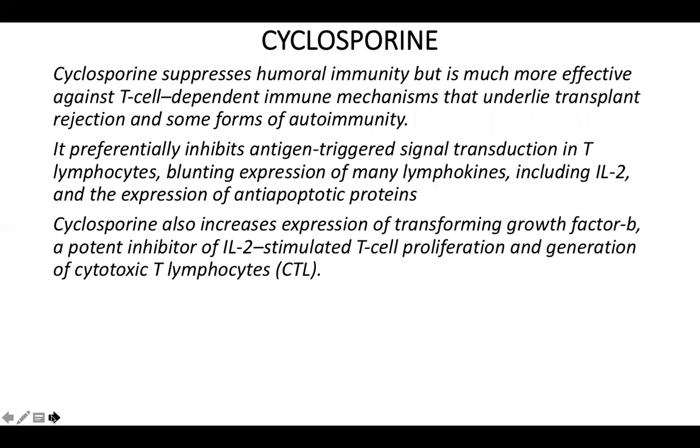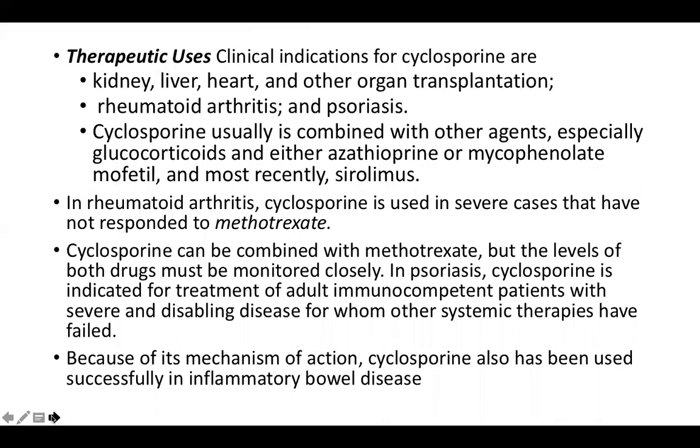Okay. Now, cyclosporine suppresses the humoral immunity, but it is much more effective against the T cell dependent immune mechanisms that underlie transplant rejections and also forms of autoimmunity. So it preferentially inhibits the antigen triggered signal transduction in T lymphocytes, as it blunts the expression of many lymphokines, including IL-2, and the expression of anti-apoptotic proteins. Cyclosporine also increases expression of transforming growth factor beta, a potent inhibitor of IL-2 stimulated T cell proliferation and also generation of cytotoxic lymphocytes.